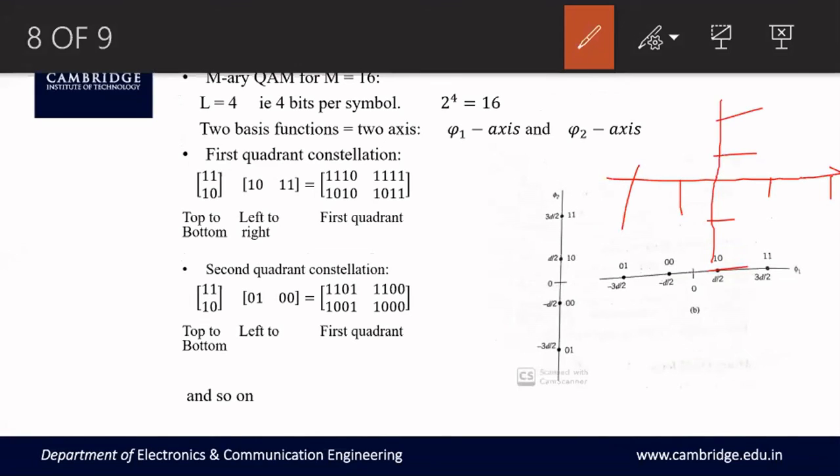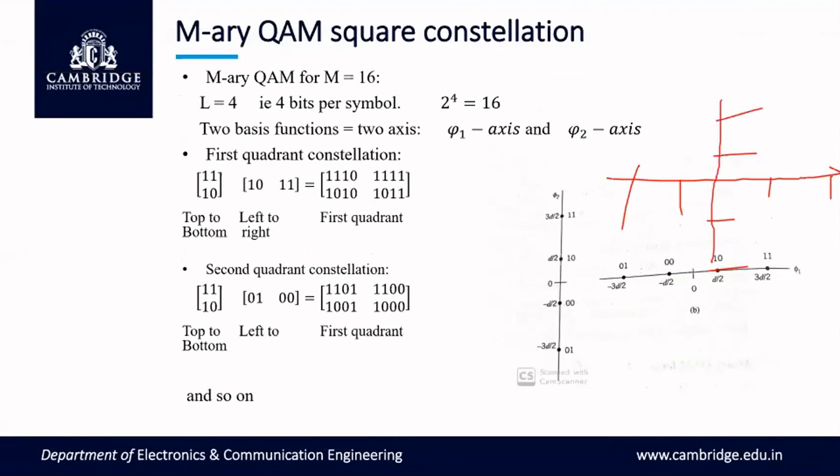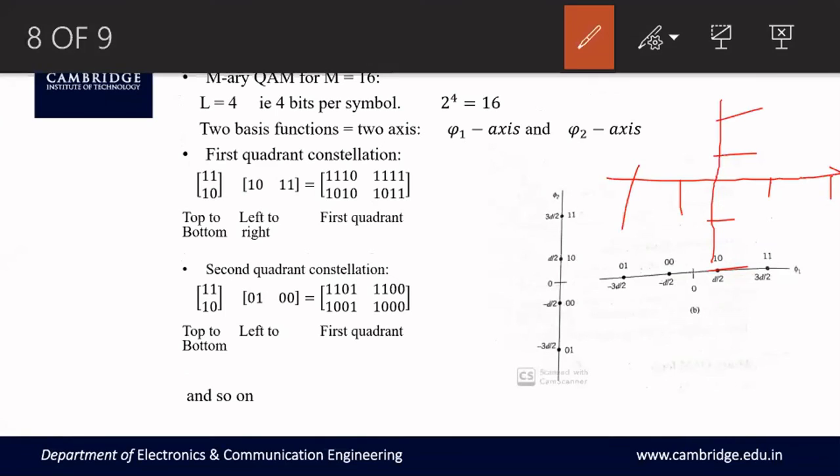The system signal space diagram goes like this. So two symbols on the positive y-axis side, two symbols on the negative y-axis. Similarly, two symbols on the right side, two symbols on the left side for the x-axis. Right. If you imagine like that, the first quadrant corresponds to this part.